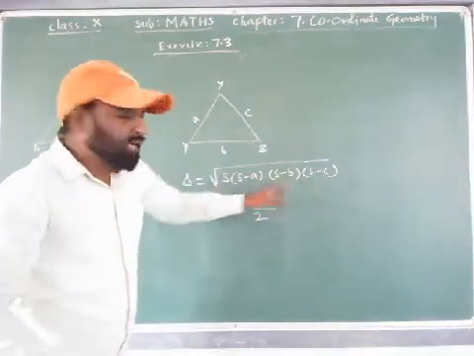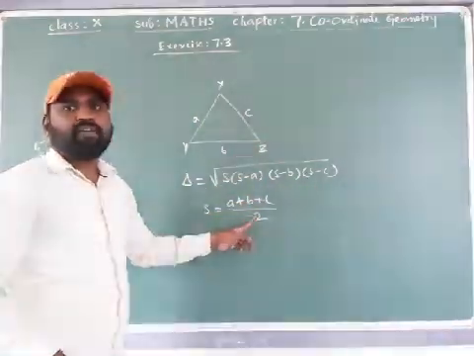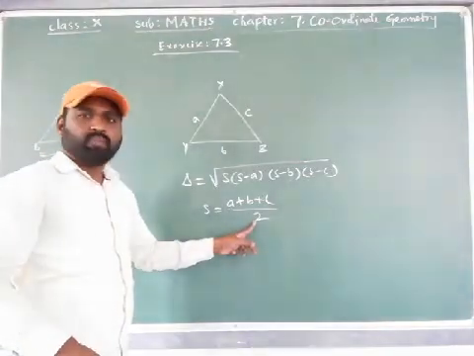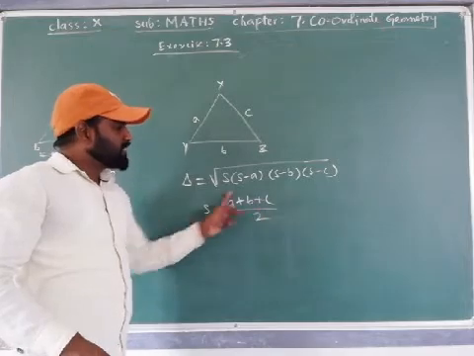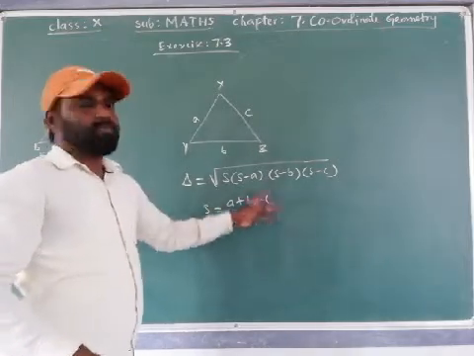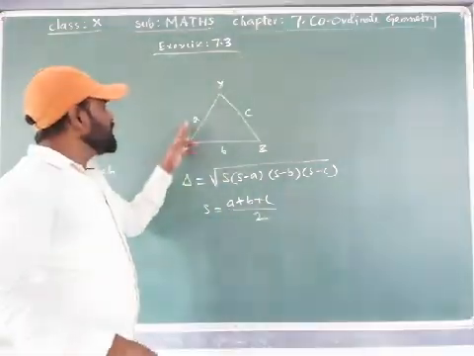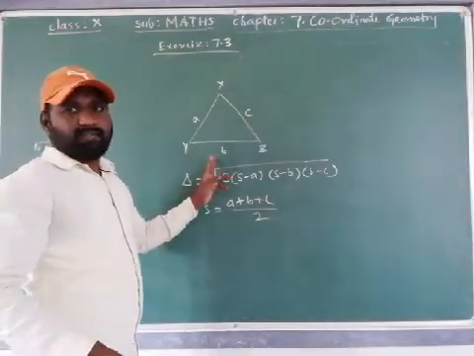Perimeter of the triangle, half. We are dividing by 2. So S is equal to A plus B plus C by 2. That means this is nothing but half of the perimeter of the triangle, when you know the measures of the sides.